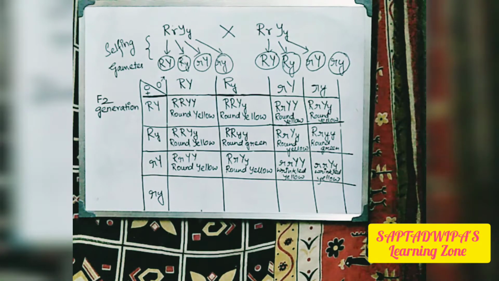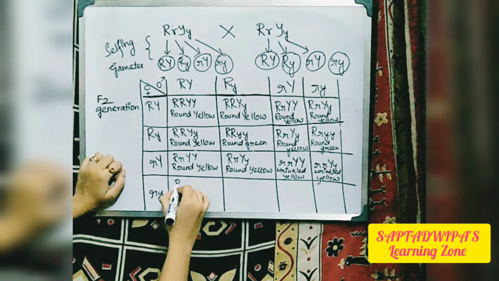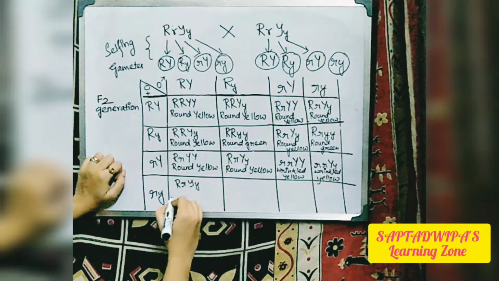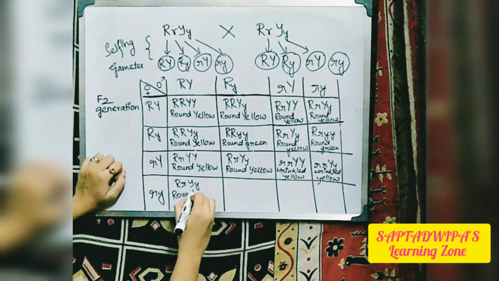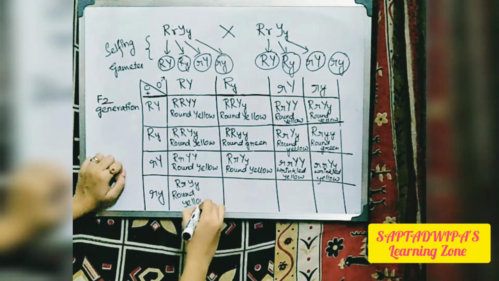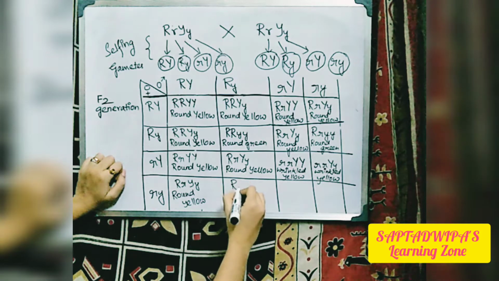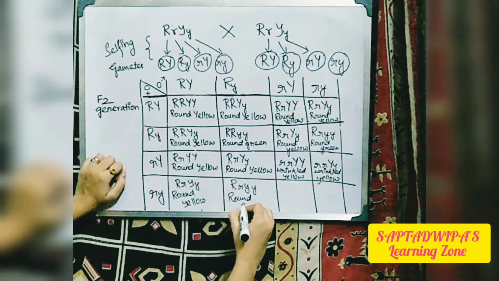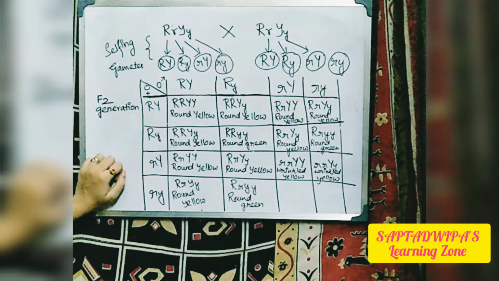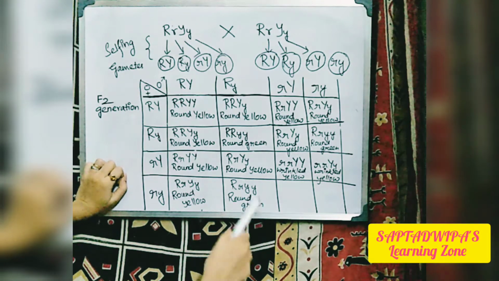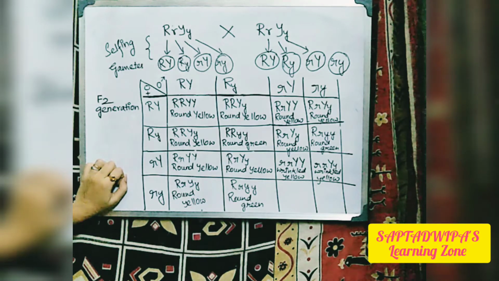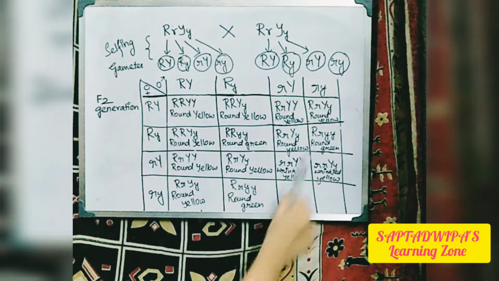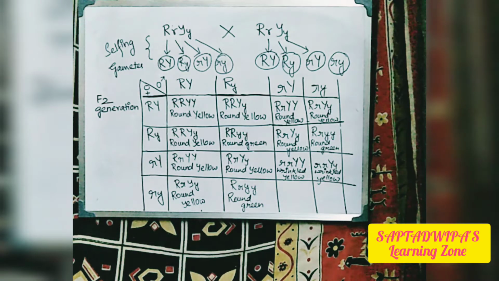Next. What is happening in the next again? So capital R, capital Y, small y. So round yellow. As simple as that. Then capital R, small y, small y. So round green. What is getting produced? Round green seeds. This is the first one which got produced. We got round green here, round green here. So two round greens. Three actually. This and this. So round green.